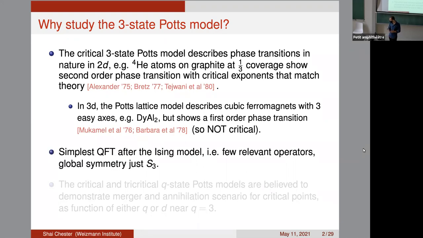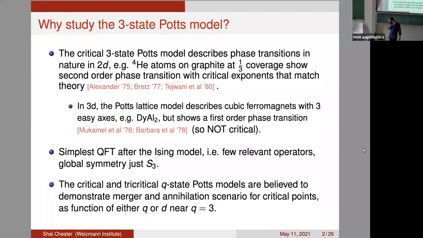From a more theoretical perspective, the Potts model, as I will describe, is in some sense the simplest quantum field theory after the Ising model, in the sense that it has very few relevant operators, and the global symmetry is just S3. So if you're just interested in general facts about quantum field theory, this is a very nice model to study.